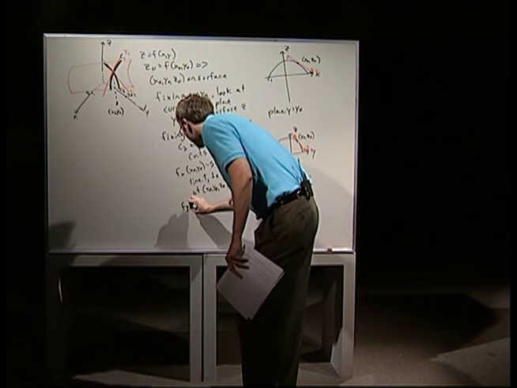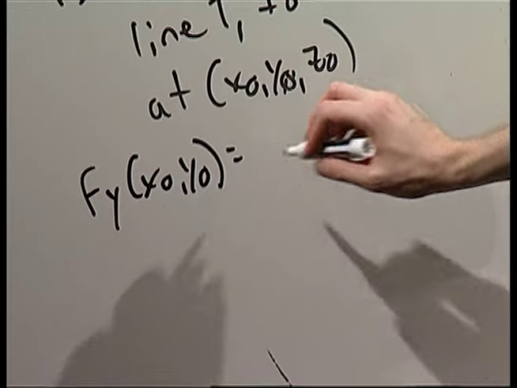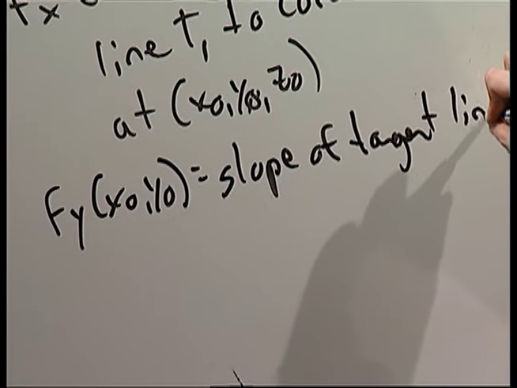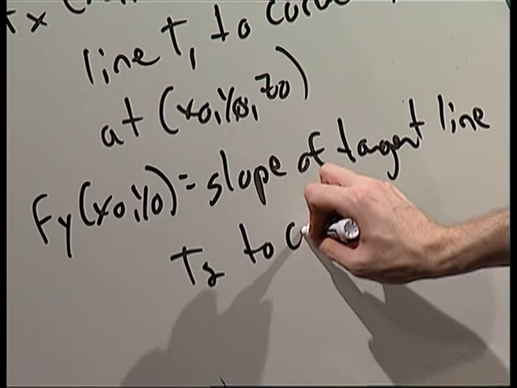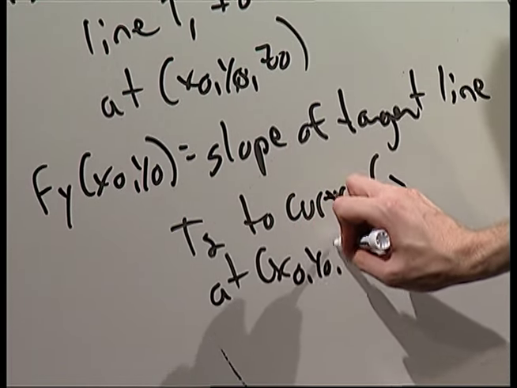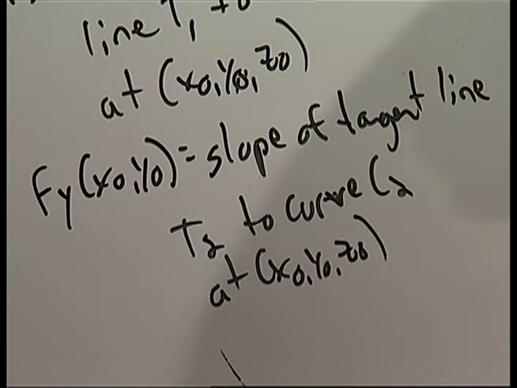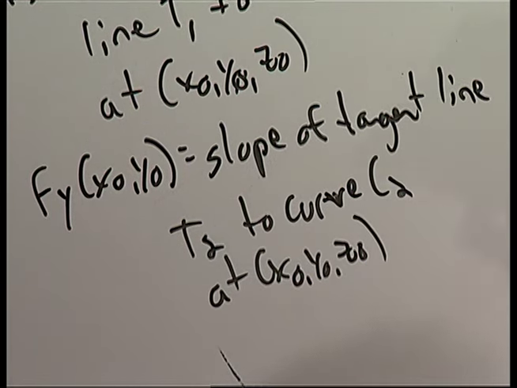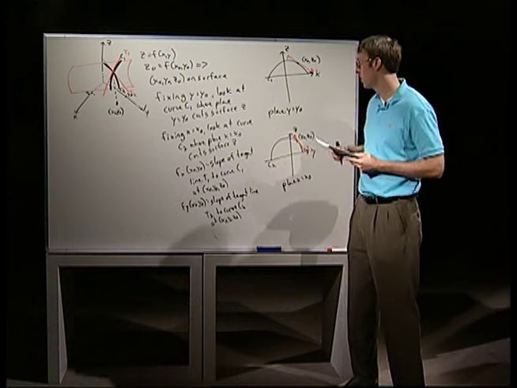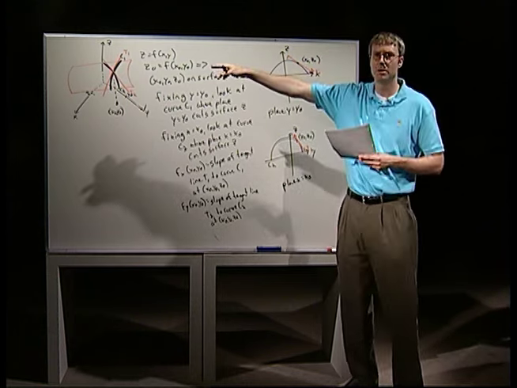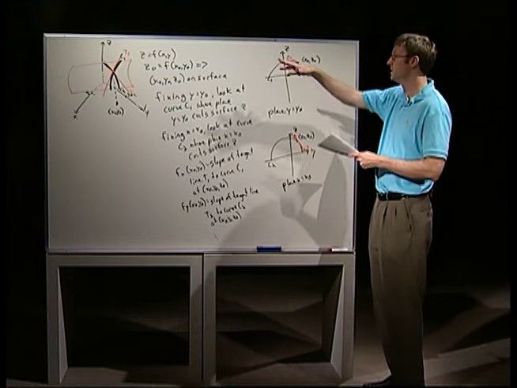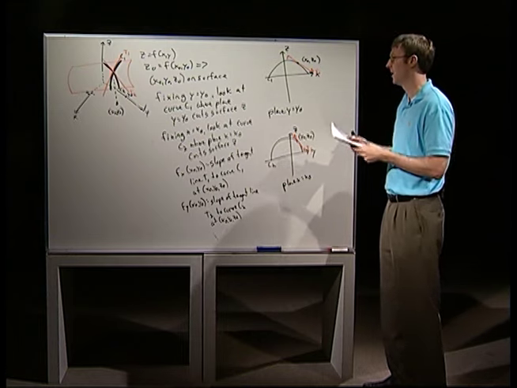And similarly, f sub y is the slope of the tangent line T2 to a curve C2 at that point. And again, tangents have a slope. So the partials are just tangent line slopes. Tangent line slopes to two-dimensional curves that happen when I cut a surface with a plane, because a plane cuts a surface in a curve. Okay, so there is some geometry to keep in mind, more or less.